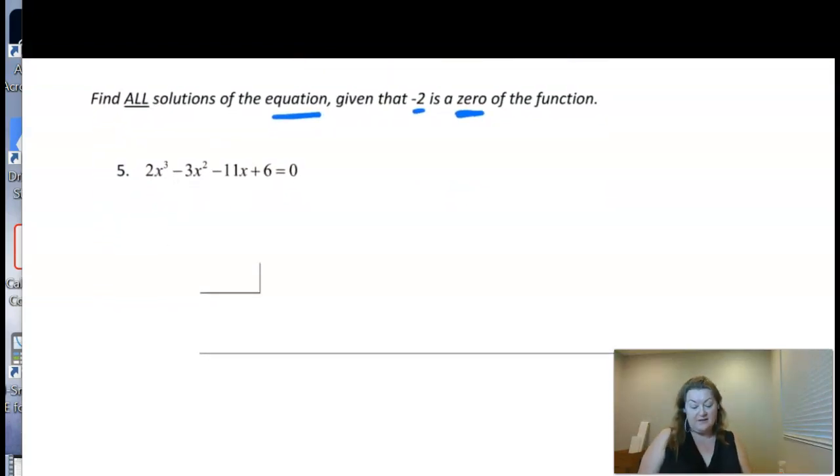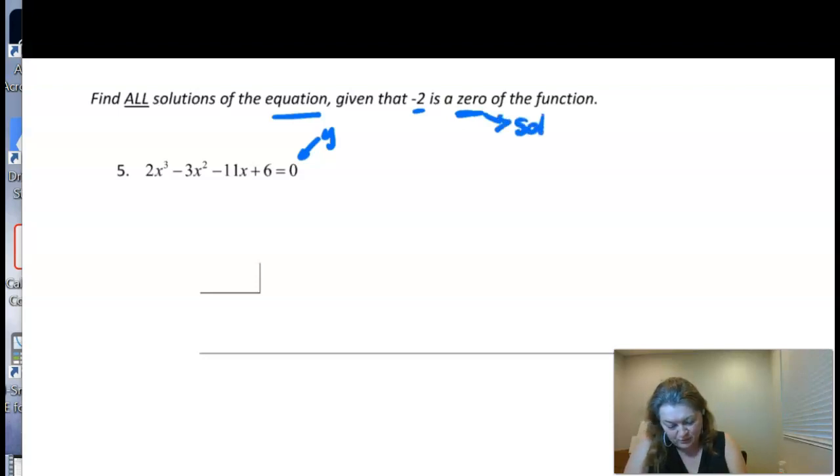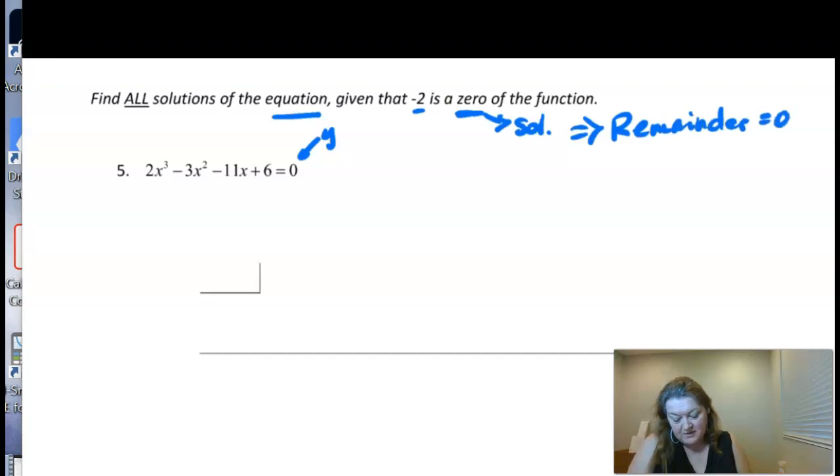All right, so if I'm going to find all solutions of the equation given that -2 is a 0 of the function, notice that they have taken out the letter y and replaced it with a 0. No biggie, we're still thinking about it exactly the same way. Okay, so they are telling us that if this is a 0, it is a solution. It will work. I will get a remainder of 0 if I use this number correctly. Okay, so let's go and try it.